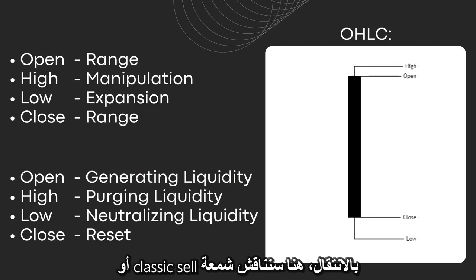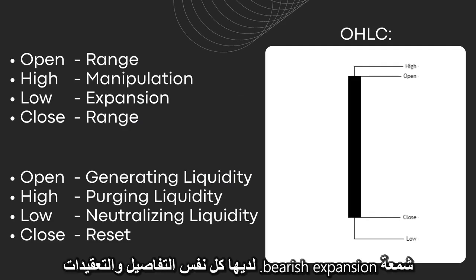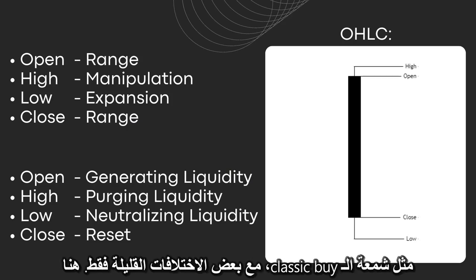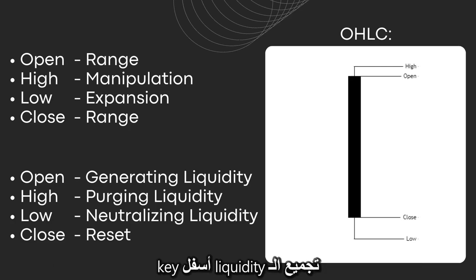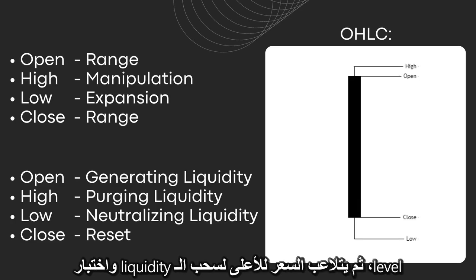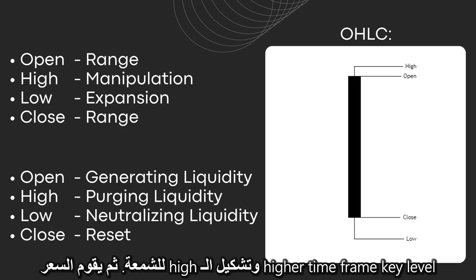Moving on, here we're going to discuss a classic sell candle or a bearish expansion candle. It has all the same details and intricacies as the classic buy candle, with just a few differences. So right here again, you can see the opening price acts as a range to generate or accumulate liquidity below a key level, and then price manipulates above to purge the liquidity, to test a higher time frame key level and form the high of the candle, right?